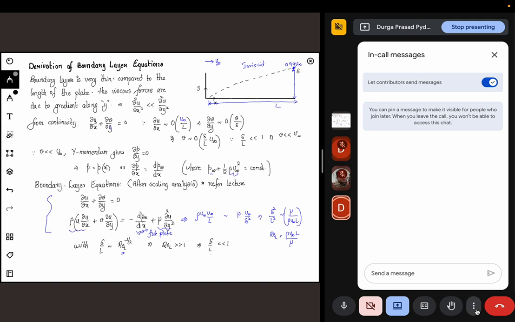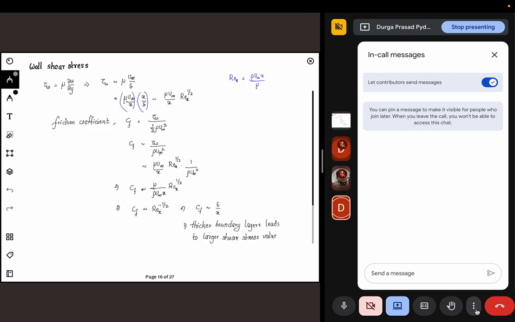So we need to calculate the total force, and for that we need to be able to calculate the stress acting on this. For a Newtonian fluid, we know that the wall shear stress, or basically the shear stress, is mu times del u by del y. This is again where the constitutive relation is used.